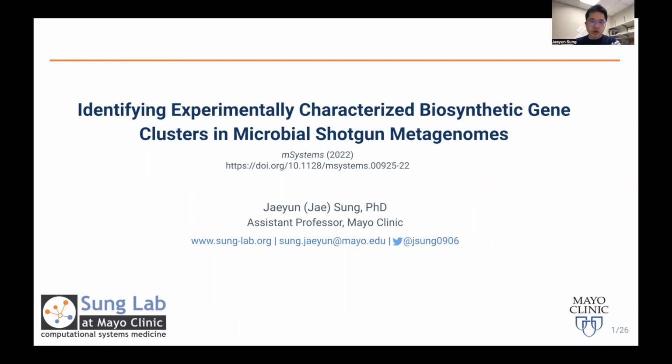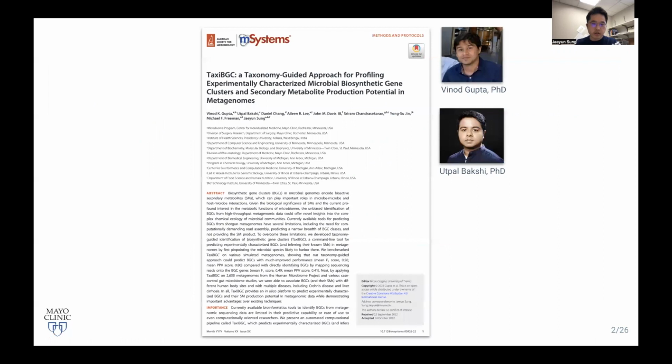Today, I'll be talking about a paper that came out in mSystems in November 2022 on how we developed a bioinformatics tool to identify biosynthetic gene clusters of known secondary metabolites in microbial shotgun metagenomes. Here's the paper, which was led by Dr. Vinod Gupta and Utpal Bakshi, who are postdoctoral fellows in our group while performing this work.